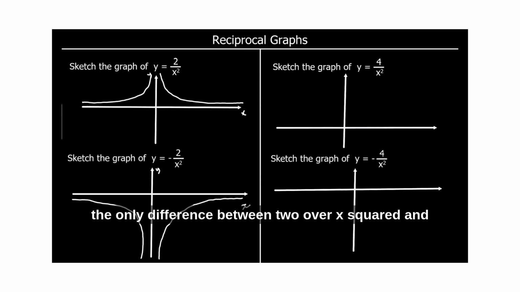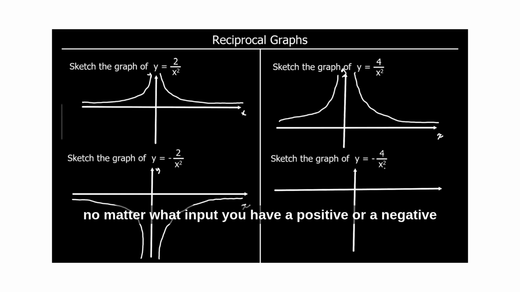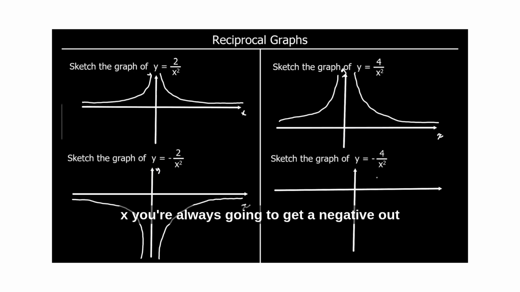So the only difference between 2 over x squared and 4 over x squared is the 4 graph is just going to be above the 2 graph. It's going to be slightly higher up. But apart from that, the shape is exactly the same. And the negative graph, no matter what input you have, a positive or a negative input for x, you're always going to get a negative out.